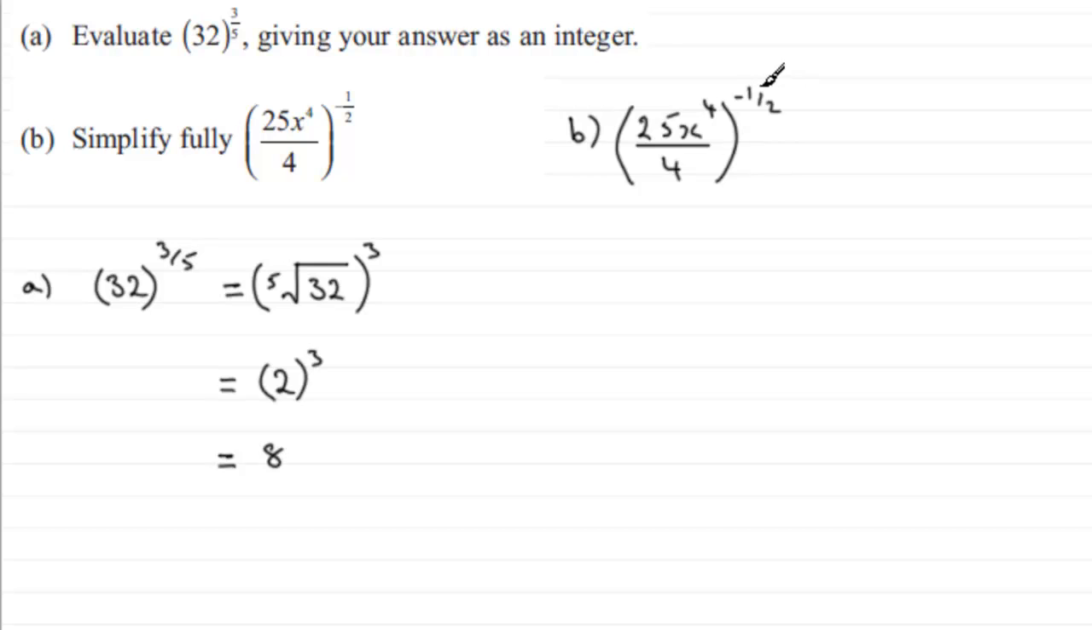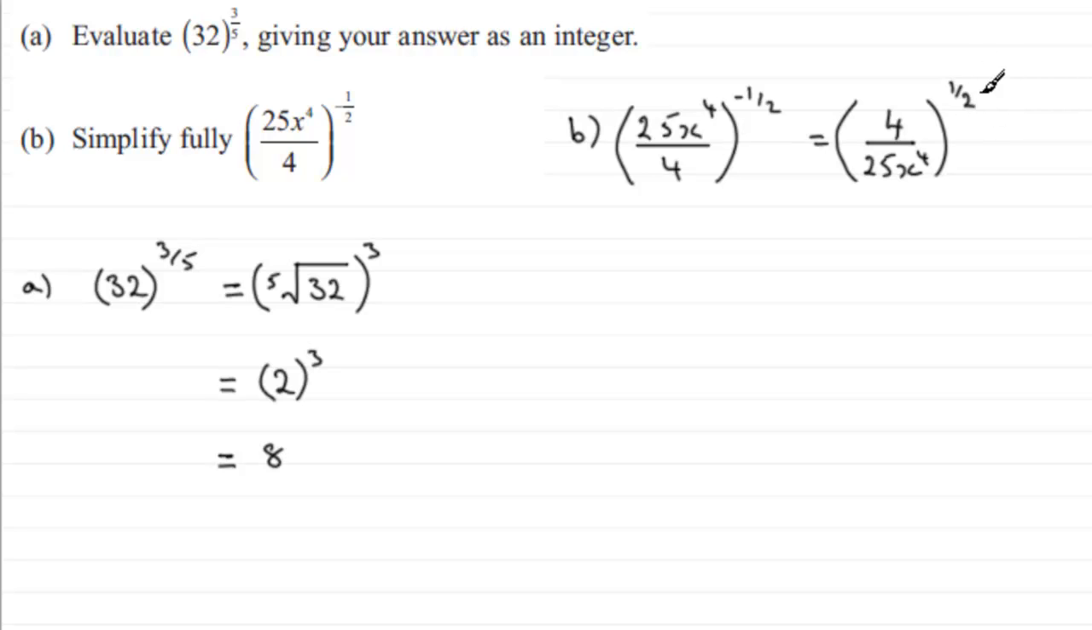Now when you have a negative power, remember it's the reciprocal of your value here. In other words, it's 1 divided by all of this value. So when you have 1 divided by all of this value, it's exactly the same as just turning it upside down. You've got 4 over 25 x to the power 4, and then all we do is we switch the sign of the power, so it becomes to the power plus a half.